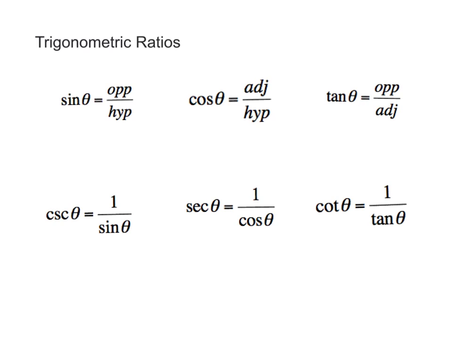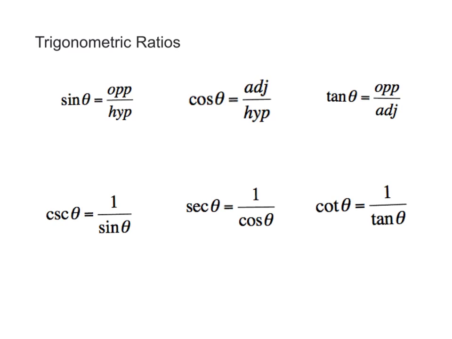And the way it works is the sine of a given angle, no matter how big the right triangle that it's in is, will always have the same ratio of opposite to hypotenuse side lengths. And then cosine is adjacent over hypotenuse, tangent is opposite over adjacent, and that's not anything new to you. These are the three primary trig ratios.